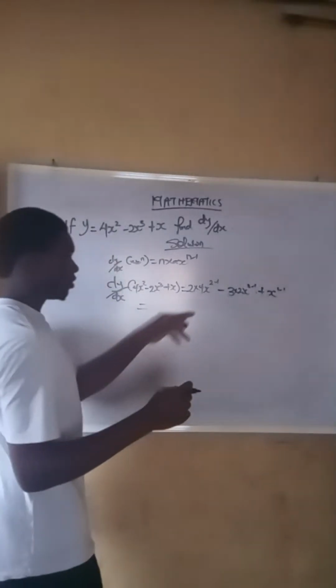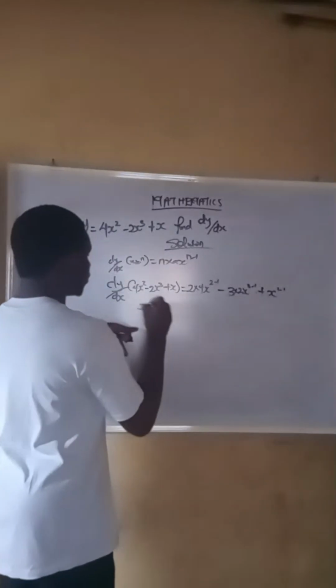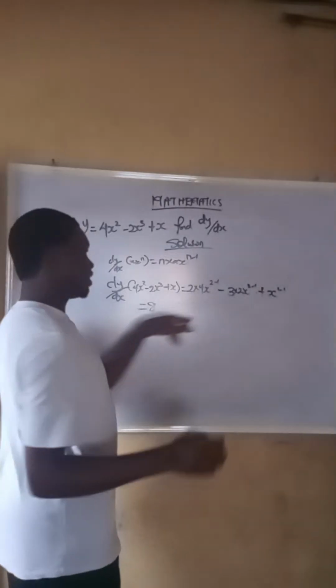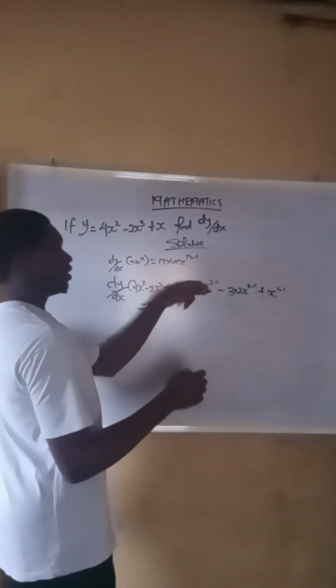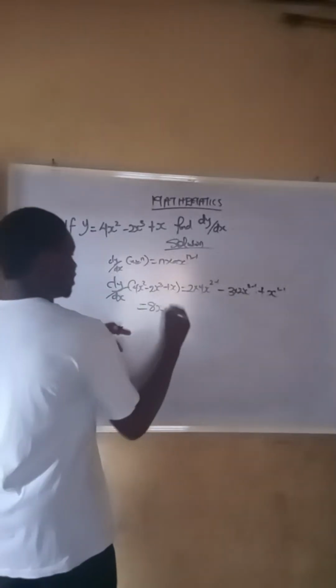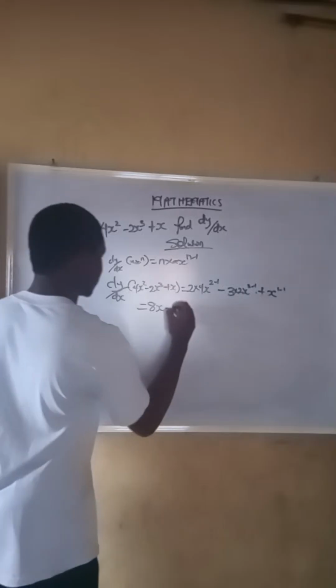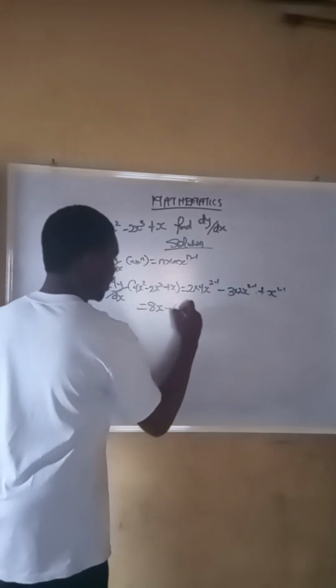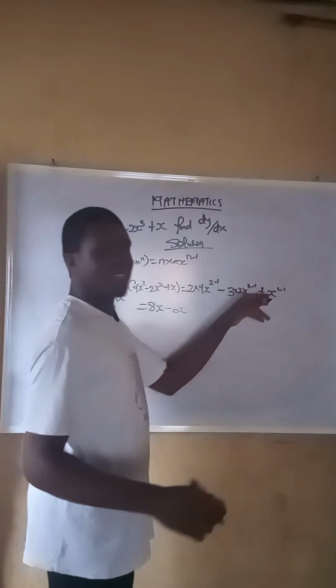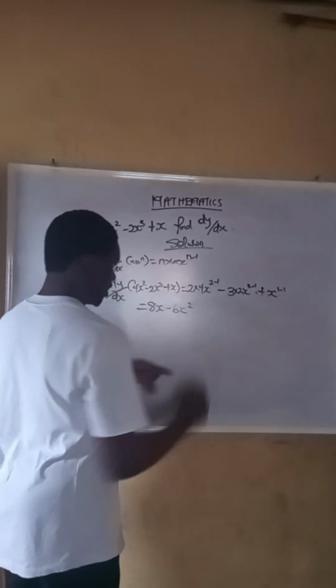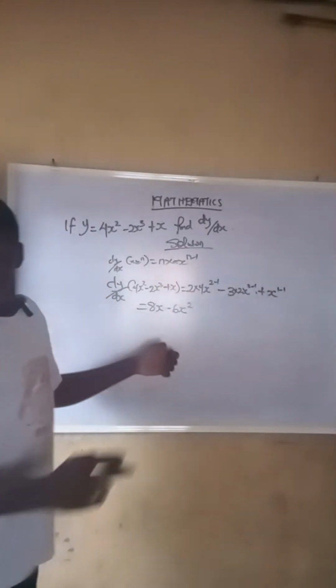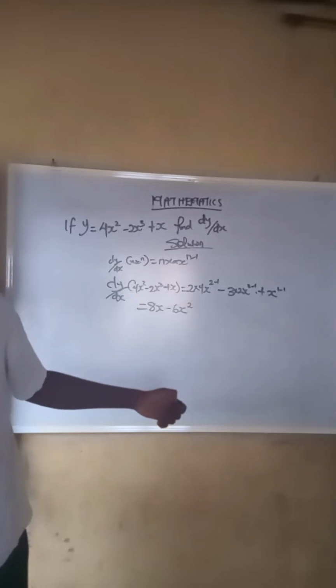This is equal to 2 times 4, which is what? 2 times 4 is 8. 8x to the power of 2 minus 1 is 2, so we have 8x minus 3 times 2, which is what? 6. 6x to the power of 3 minus 1 is what? Is 2. Yes. Are you following me?